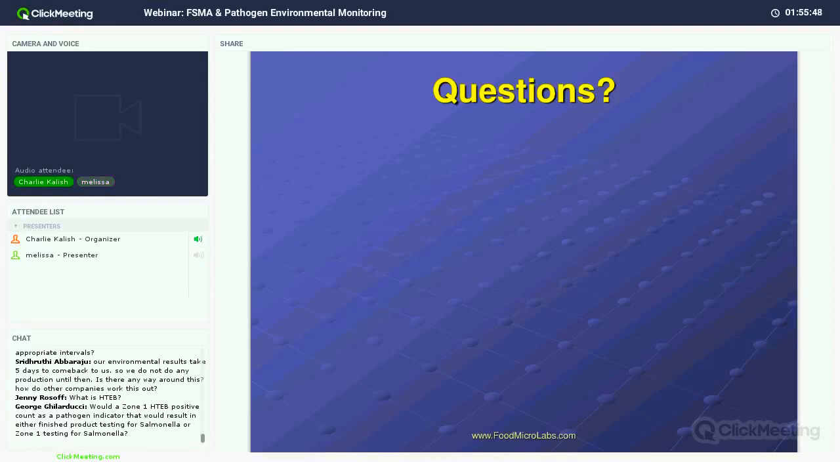All right, great. So that leads right into the next question, which was, this may be obvious, but will HTEB and Listeria species suffice for zone 1, et cetera, at the appropriate intervals? My guess is that that's going to be case specific. What's your answer, Melissa?